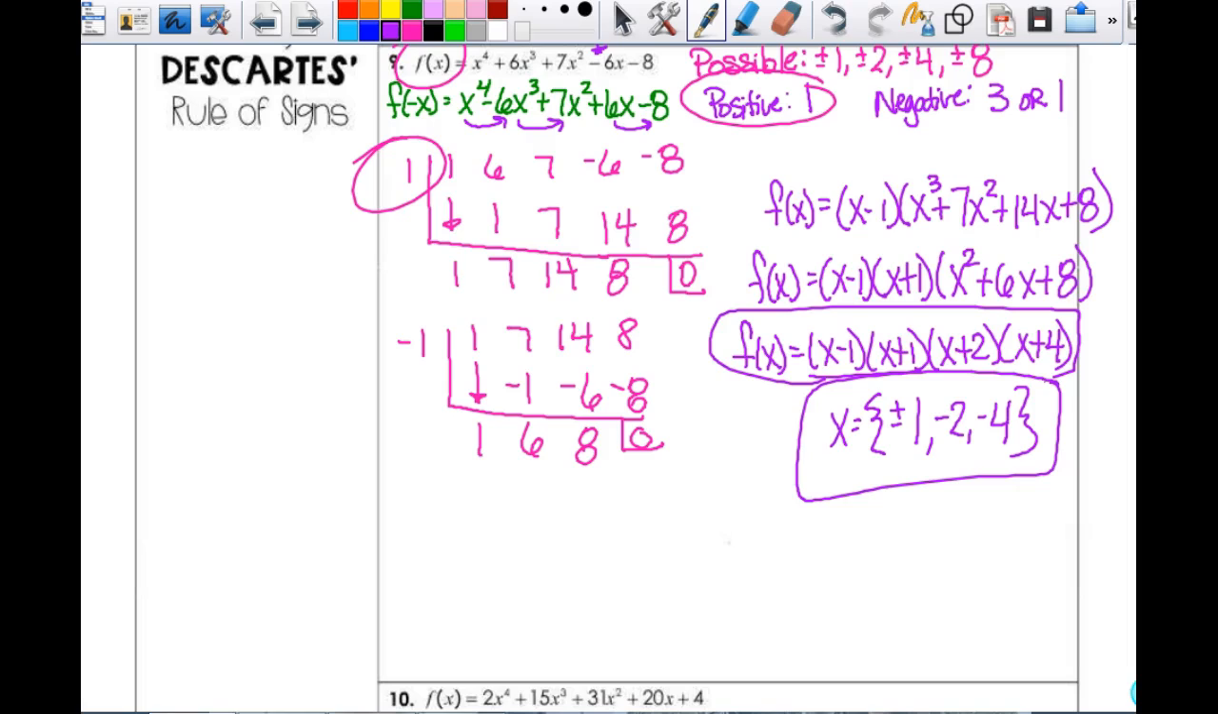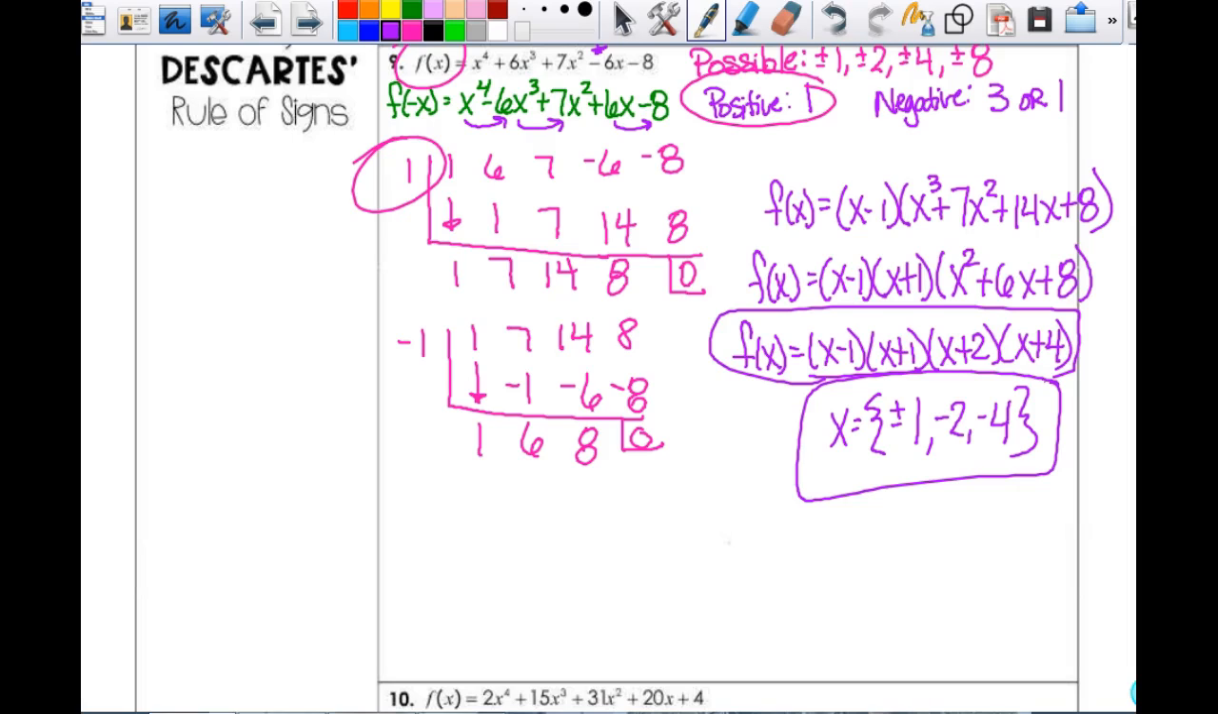Now, let's look back at what we did. Did Descartes' rule of signs really help me on this one? No, because most likely I would have gone with 1 and then negative 1 anyway, but it's not always going to happen. We ended up with like a negative 3 on another one, right? We had to go through a bunch of them. So this probably wasn't the best example to see how it could help you, but at least you know that if you had to go farther, you would not use any more of the positive ones, okay? Use it to your benefit.